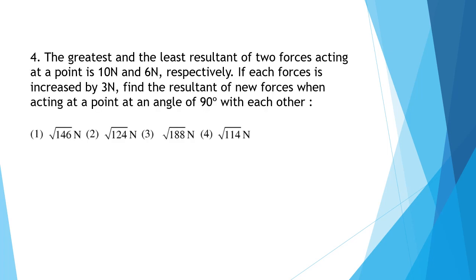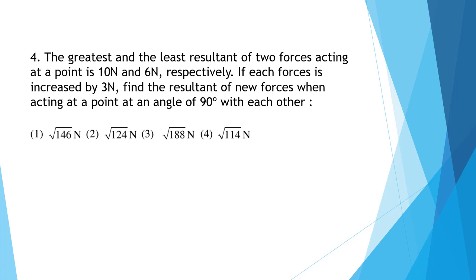Question 4. The greatest and the least resultant of two forces acting at a point is 10 Newton and 6 Newton respectively. If each force is increased by 3, find the resultant of the new forces at an angle of 90 degrees with each other. So as we know that greatest resultant is 10, therefore x plus y is equal to 10, and the least resultant is 6, that is x minus y is equal to 6. So when we solve this, we get x is 8 Newtons and y is 2 Newtons.